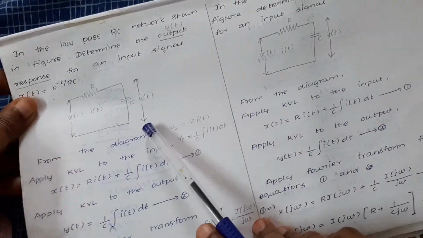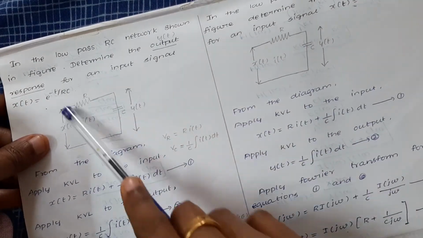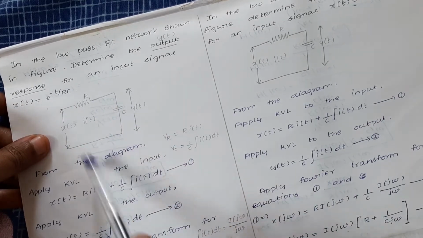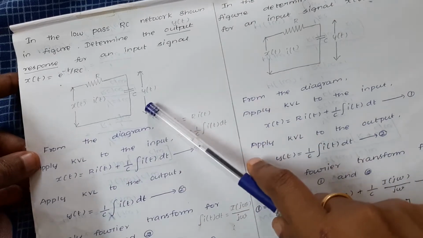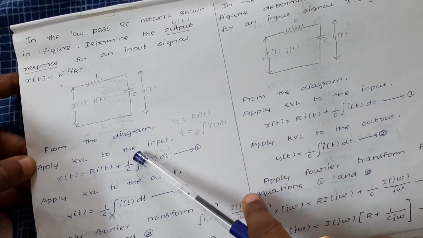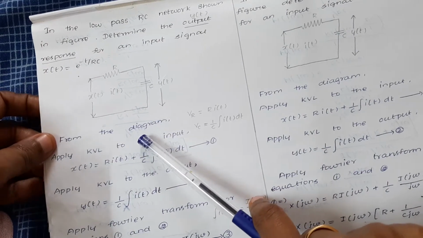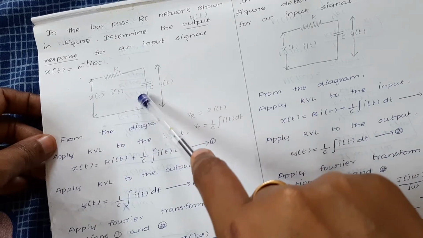So now we can see the diagram. So it is a low pass RC network. So we know the low pass RC network means R and C are in series in nature. Okay, so it is given. So from the diagram, first apply the KVL, that is Kirchhoff's voltage law. You know what is Kirchhoff's voltage law? So we have studied it in circuit analysis.